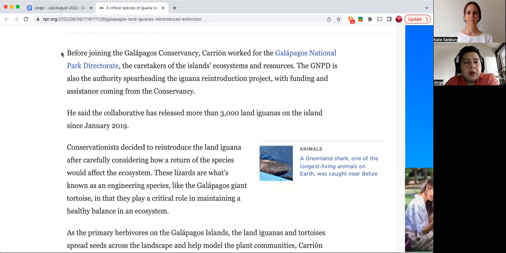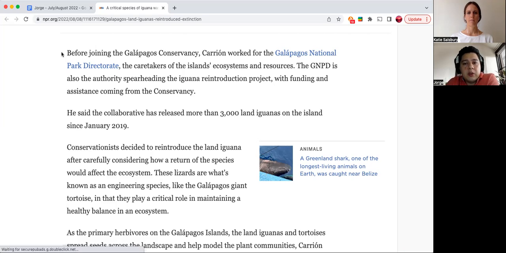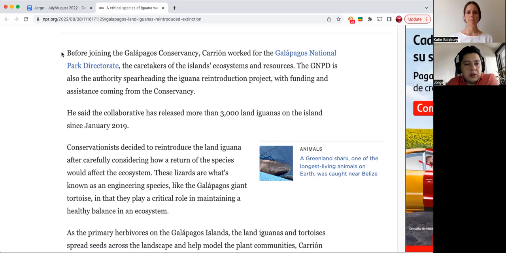Before joining the Galapagos Conservancy, Carrion worked for the Galapagos National Park Directorate, the caretakers of the island's ecosystems and resources. The GNPD is also the authority spearheading the iguana reintroduction project, with funding and assistance coming from the Conservancy. What do you think spearheading means?